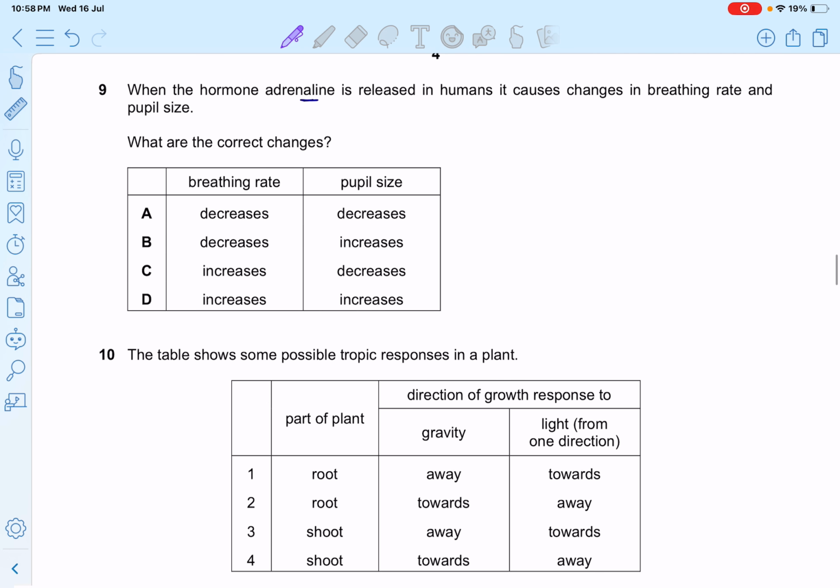Question 9. When the hormone adrenaline is released in humans, it causes changes in breathing rate and pupil size. What are the correct changes? Breathing rate and pupil size. So what happens to the breathing rate? Yes, it will increase the breathing rate. So we will eliminate A and B. What about the pupil size? It increases or decreases? Yes, so we will eliminate decreases. As the correct answer, it increases the breathing rate and increases the pupil size. So the correct answer is D.